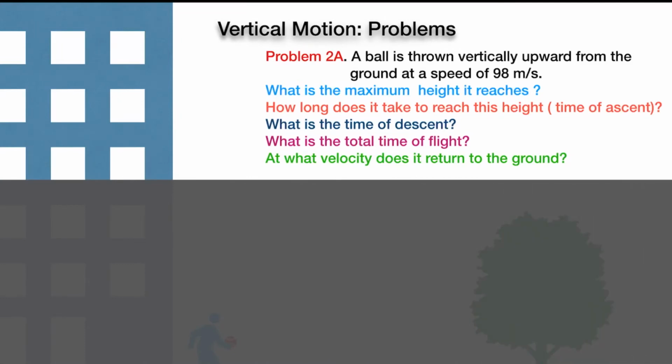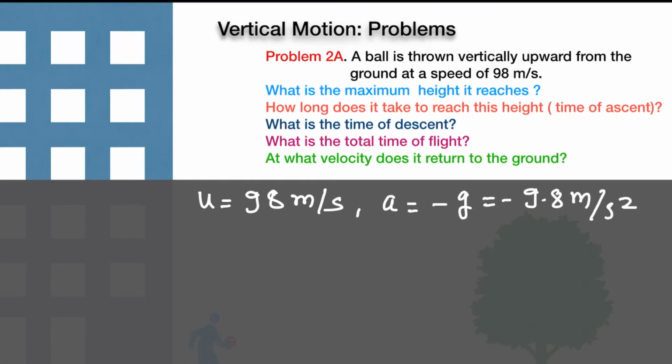Here a ball is thrown vertically upward from the ground at a speed of 98 meters per second. It means the initial velocity is 98 meters per second. What we know other thing is the acceleration, which is always negative, right? Negative g or negative 9.8 meters per second squared. Let's attempt question number 1 here.